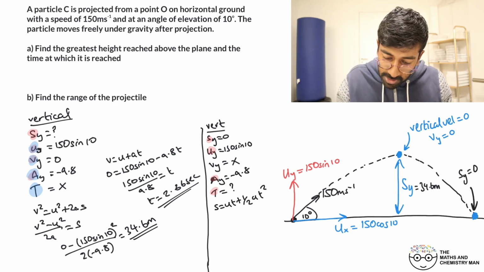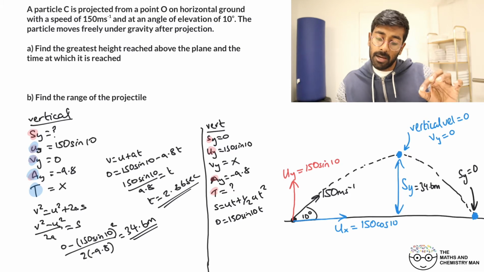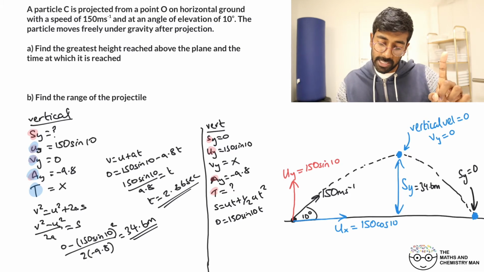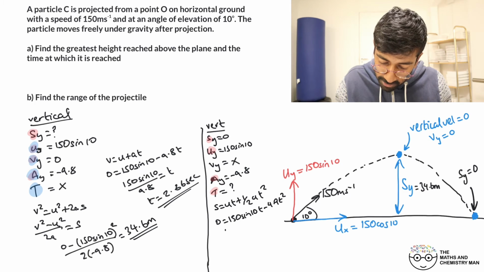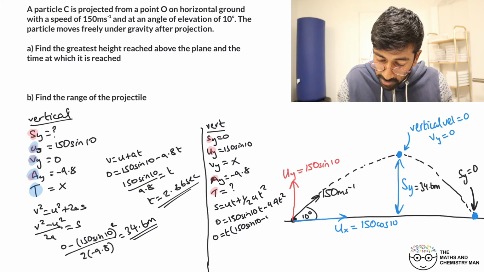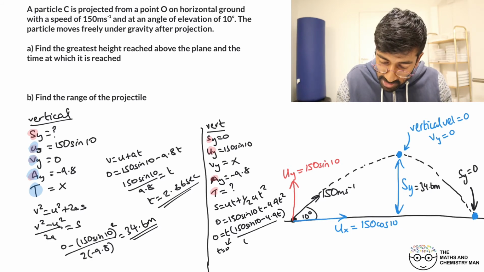Great. Let's put some numbers in. So we will have 0 equals ut, that's 150 sine 10 times t, plus a half times minus 9.8, so that's just minus 4.9 t squared. How can we solve this? We can do some factorizing, can't we? So we can take out t from there, and then we're left with 150 sine 10 take away 4.9 t. There we go. So out here we've got t is 0. That's obviously where it started from. And then over here we'll have t is equal to 150 sine 10 over 4.9.